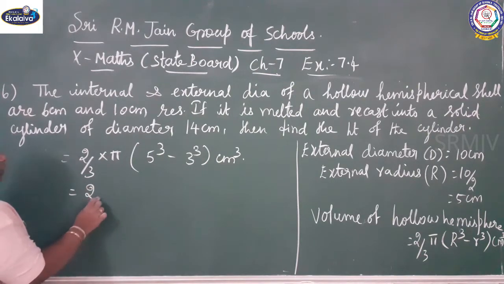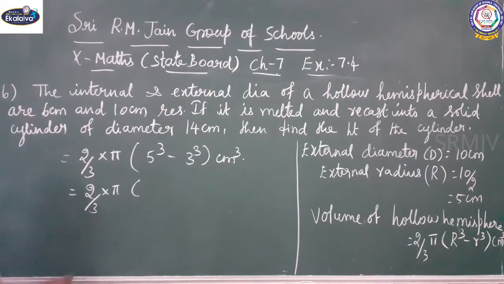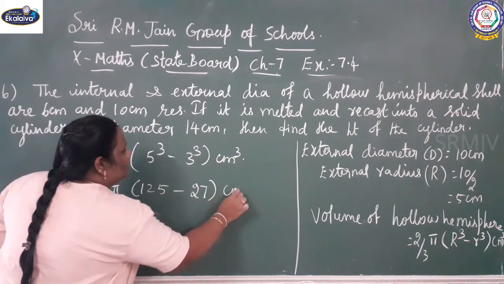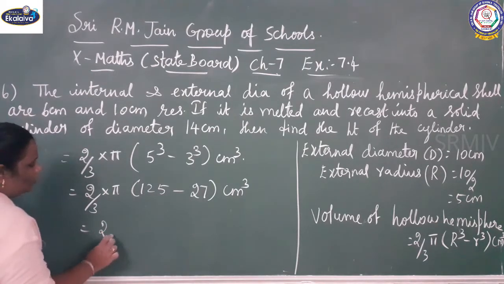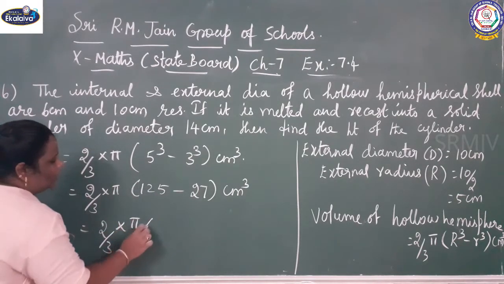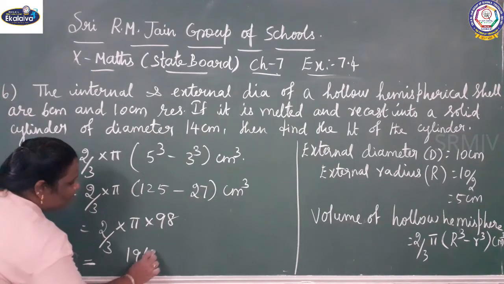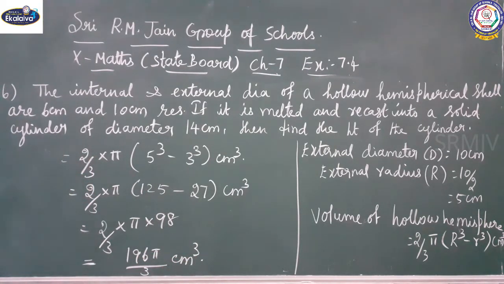It gives 2 by 3 into pi into 5 cube, which is nothing but 125, minus 27 centimeter cube. 125 minus 27 is 98. 2 by 3 into pi into 98. So what is the value for this? 98 into 2, 196 pi by 3 centimeter cube.